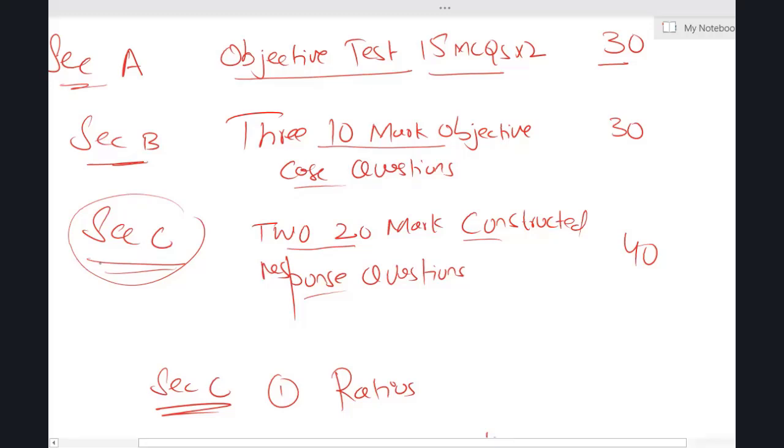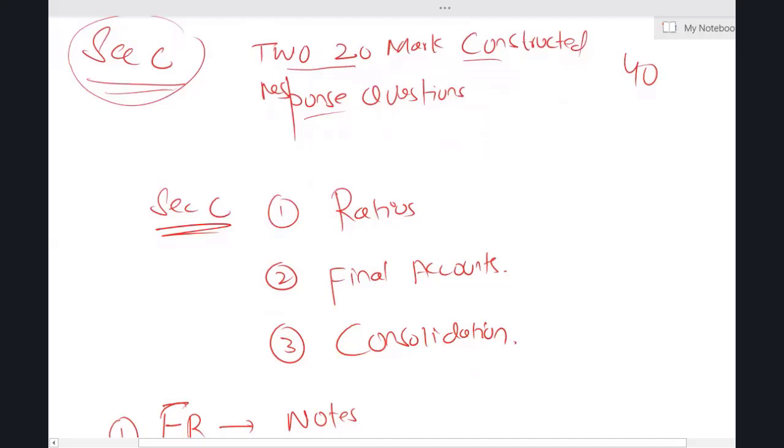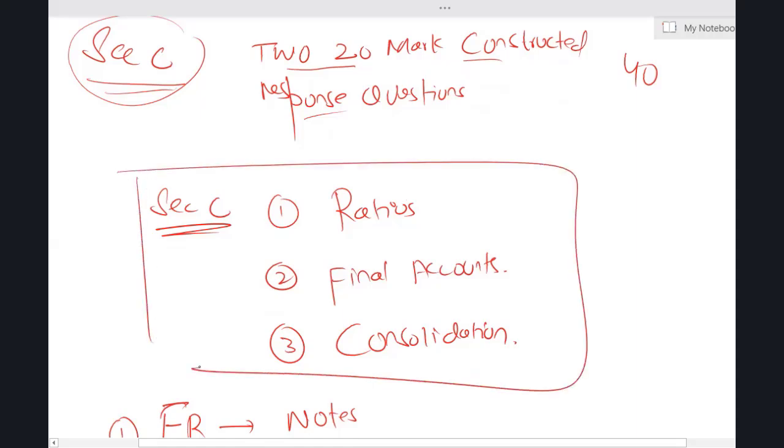Now, what are the key areas for section C? Normally, if I talk about the past paper trend in section C, these are the 3 areas on which the examiner has the focus. One is ratio analysis, interpretation of financial statements. Second is the final accounts, that is the financial statements of a single entity, as well as the consolidated group accounts.